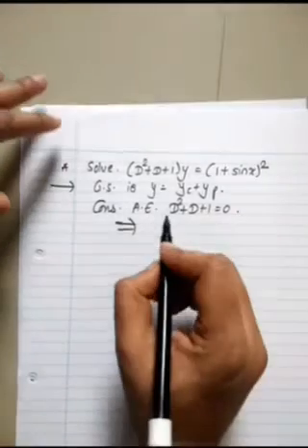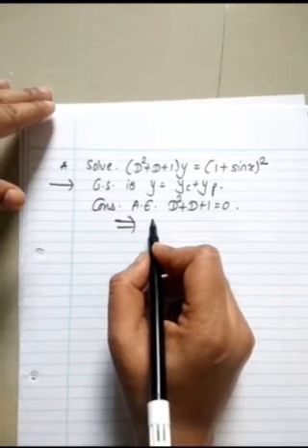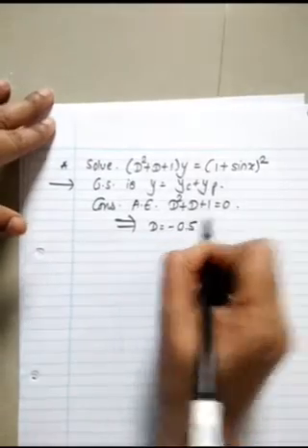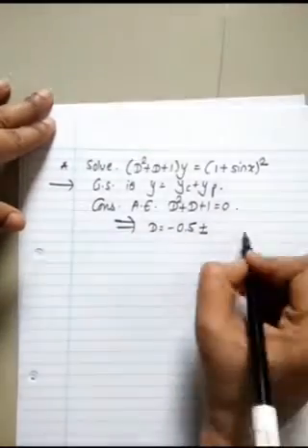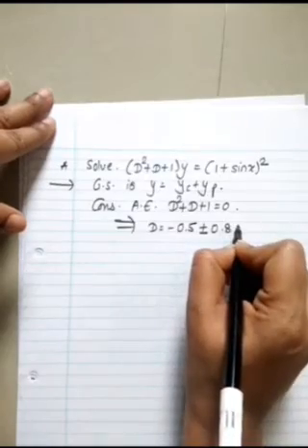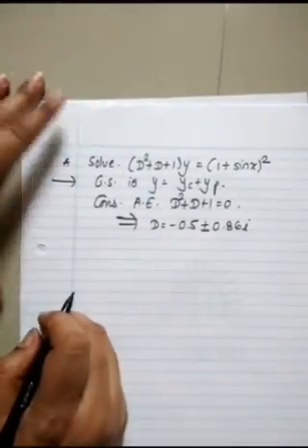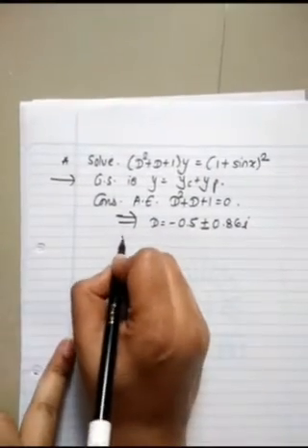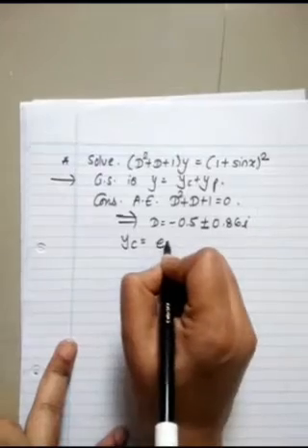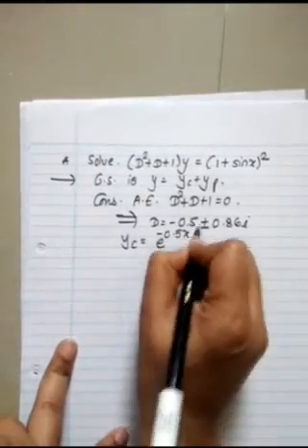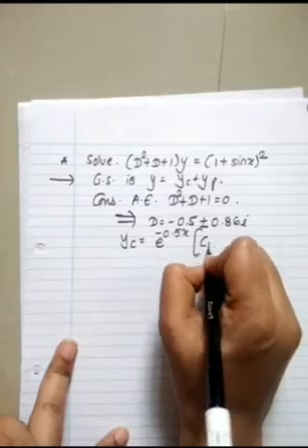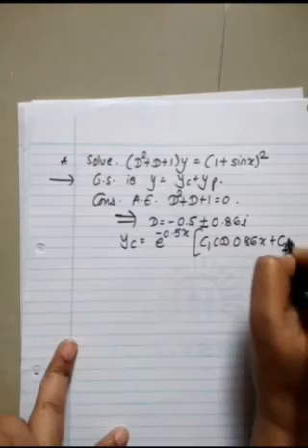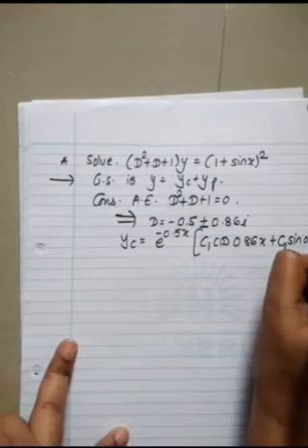What is D? Minus 0.5 plus or minus 0.86 i. Everyone is getting the same. Yes ma'am. Okay. So yc is e raised to minus 0.5x into (c1 cos 0.86x plus c2 sin 0.86x).